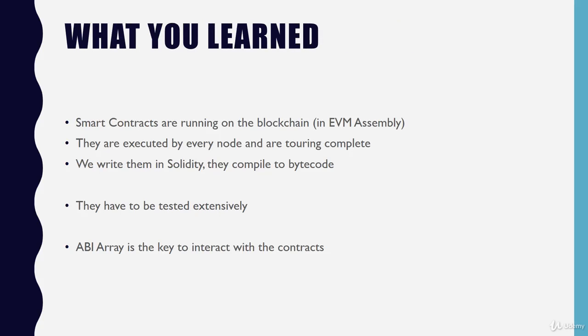What have you learned in this lesson? Smart contracts are running directly on the blockchain in EVM assembly code. They are executed by every node and they are Turing complete. We will write them in Solidity and they compile to bytecode. They have to be tested extensively and an ABI array is the key to interact with the contracts.